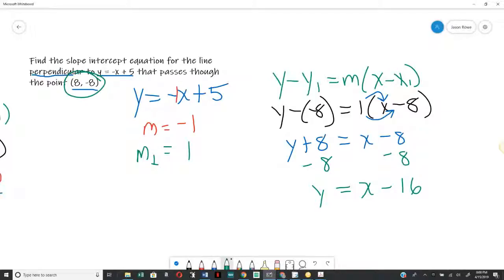So I hope this helps you with the lesson for finding perpendicular lines and knowing what perpendicular lines are, how to determine if two lines are perpendicular, and how to find the equation for a line perpendicular to another line through a given point. So if you're struggling with this content, please let me know in a teacher message or make an appointment for a help session.